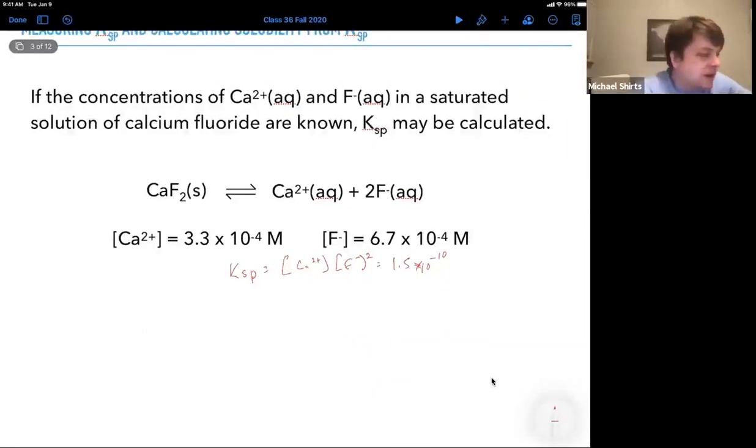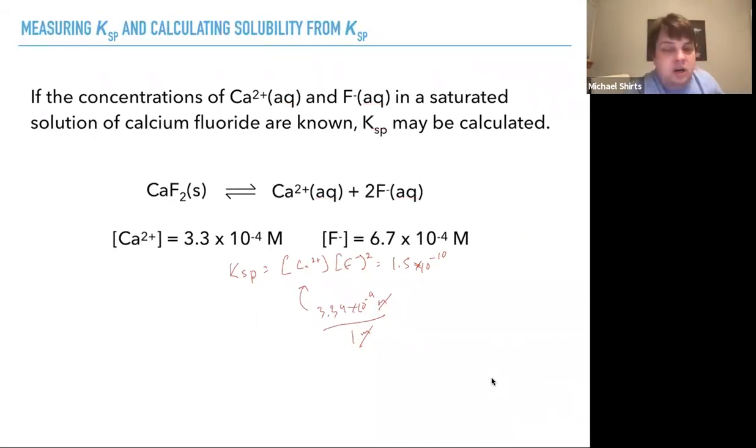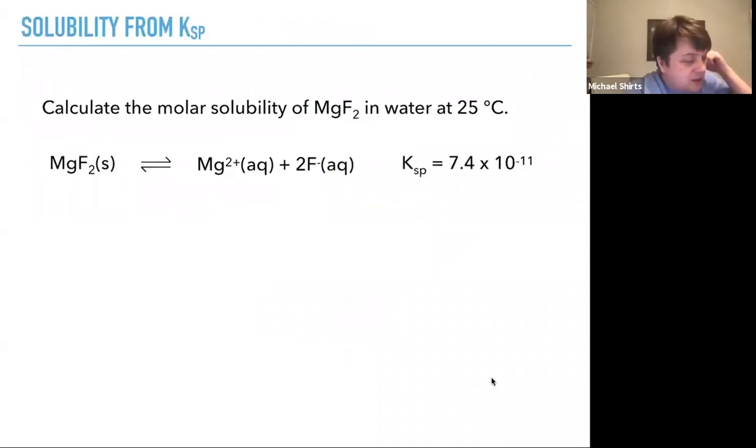Okay, so that's KSP. And one important thing is, what about the units? Remember that these concentrations are all divided by the standard state concentration of 1 molar. So it's not actually a concentration, it's a concentration referenced to the standard state concentration, which is 1 molar. Okay, so next we can look at solubility.